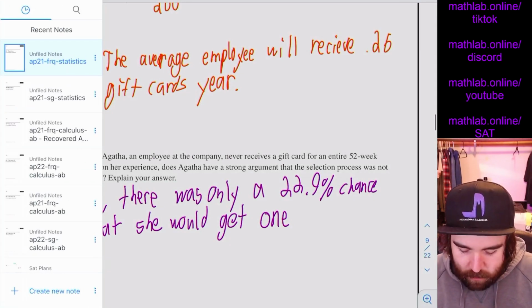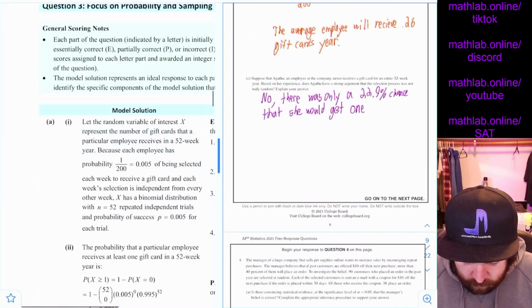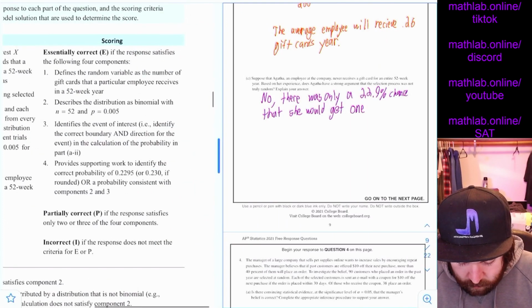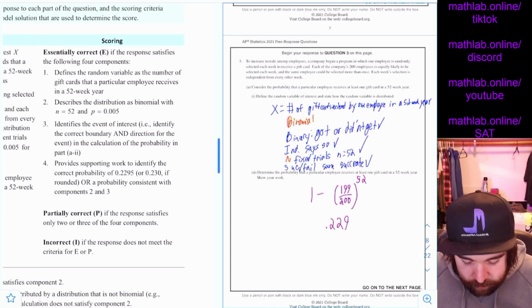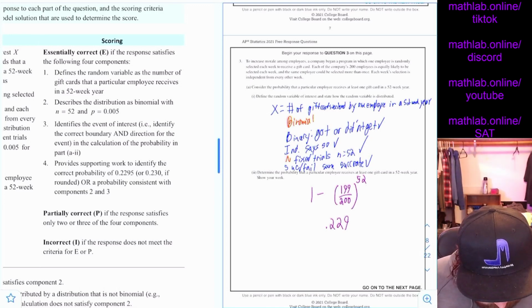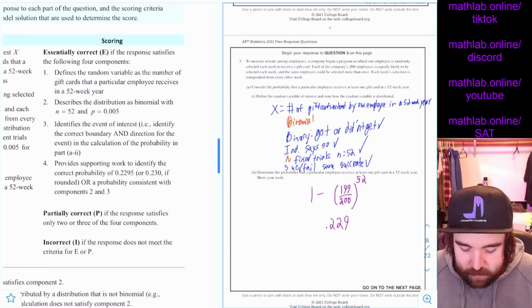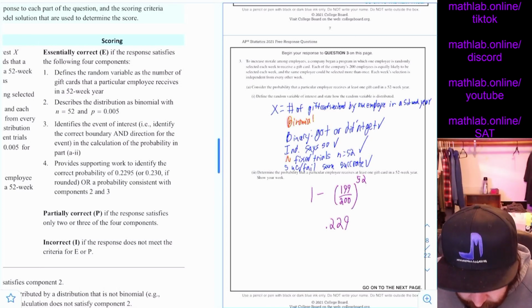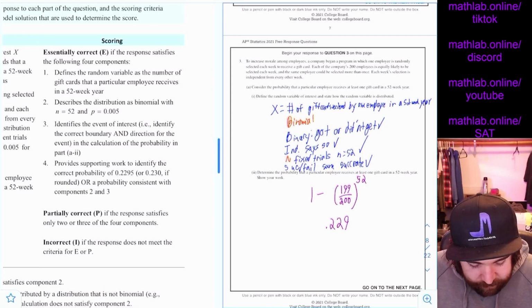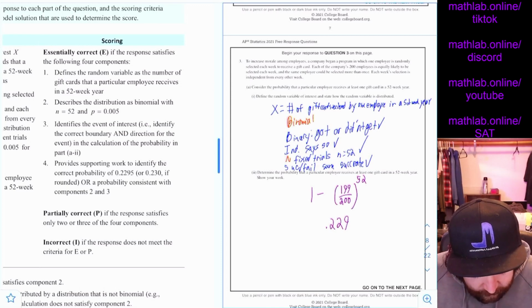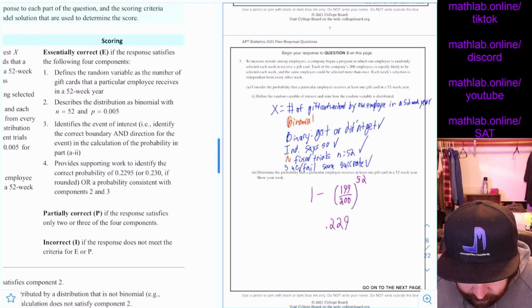All right. Let's check the answers. Question 3. Defines the random variable as the number of gift cards that a particular employee receives in a 52-week year. The number of gift cards received by one employee in a 52-week year. Yes. Describes the distribution as binomial with a p of... Oh. I didn't say that. State how it's distributed. I didn't state those. I did state that n is 52. I didn't do the probability of success. I did it later. I used that, but... Identifies the event of interest. Identify the correct boundary and direction of the event.